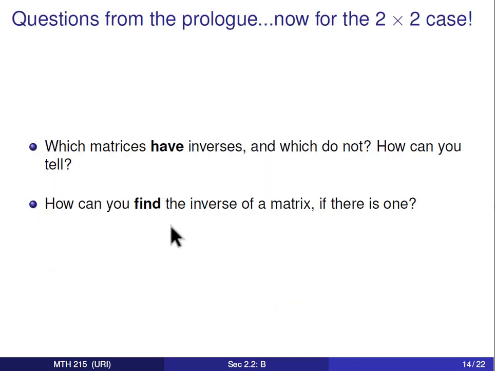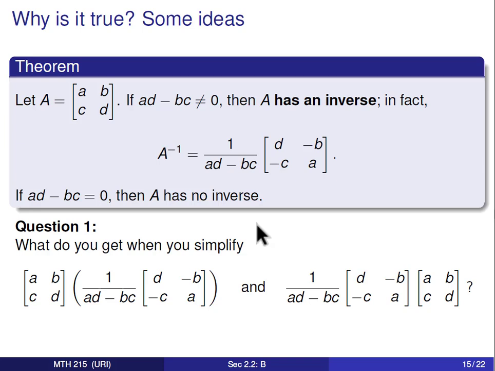This theorem answers both of these questions. Which 2 by 2 matrices have inverses? It's exactly the ones where the determinant is not 0. Which ones do not have an inverse? It's the ones where the determinant is equal to 0. Now, if you wanted to find the inverse of a 2 by 2 matrix, you can. You just use the formula, 1 over the determinant times this rearranged version of the matrix.